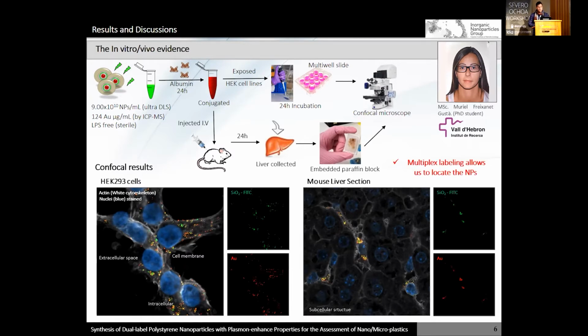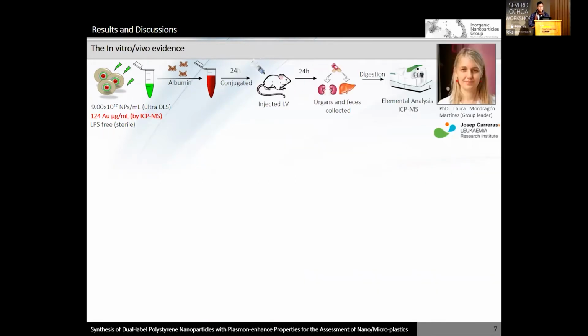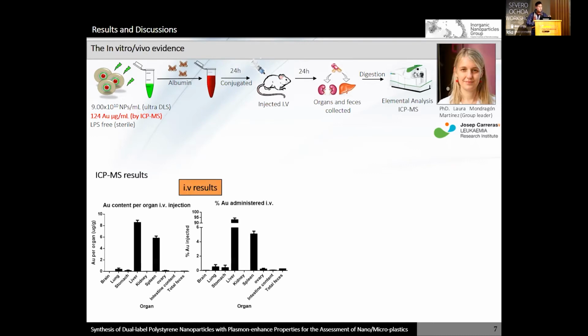But to further correlate our results, we worked with Laura Mondragon from the José Carreras Leukemia Research Institute to continue with this in vivo experiment. We took all the organs and also the feces of the injected mice to do the elemental analysis, to correlate with the confocal results. The ICP-MS results, following the gold, showed that basically the gold is in the liver, with a concentration of 8 micrograms per gram, and also in the spleen. So this correlates with the previous confocal, in which the nanoparticles were in the liver section.